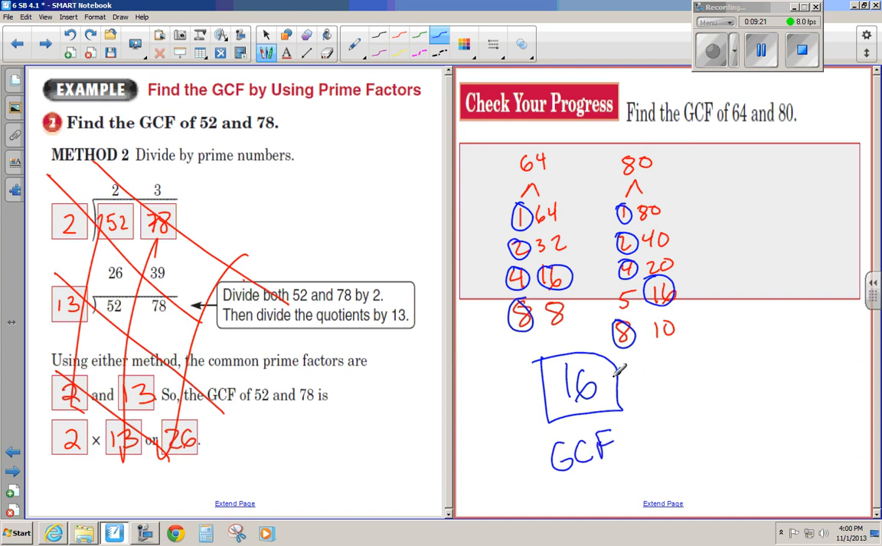Now, if you're afraid you're going to forget some of the factors, you can do a factor tree. 64 would be 2 times 32. 32 would be 2 times 16. Let's do 4 times 4.